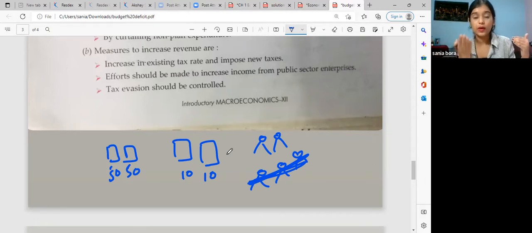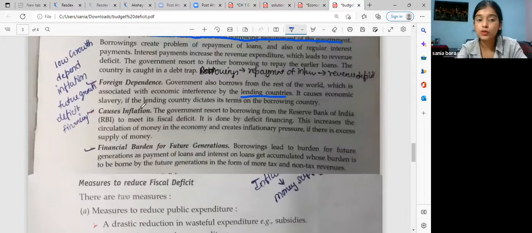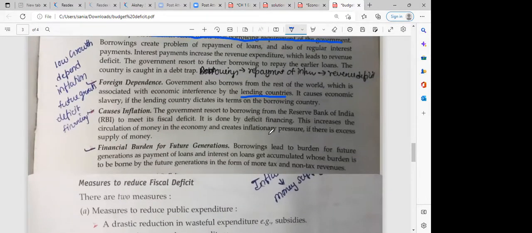Because you are getting money, not everyone is getting money, right? These three people didn't get money, only these two people got money. So they said, okay, we won't be purchasing. So because of your deficit, the problem of inflation takes place. Okay, so that is the cause of inflation. Clear? Yes, ma'am.